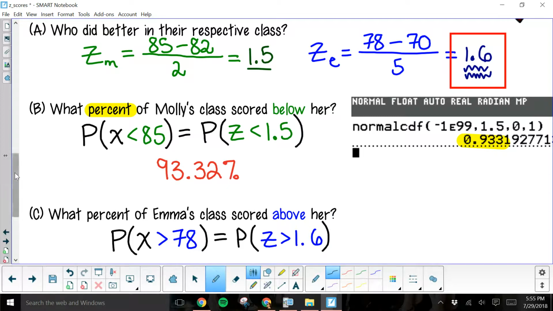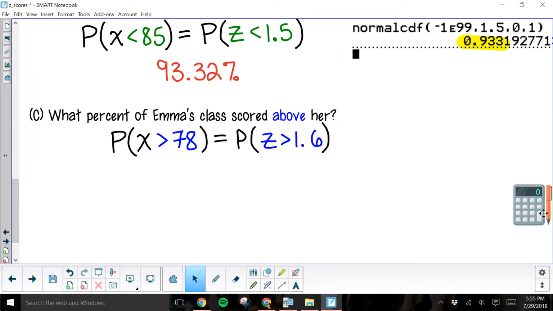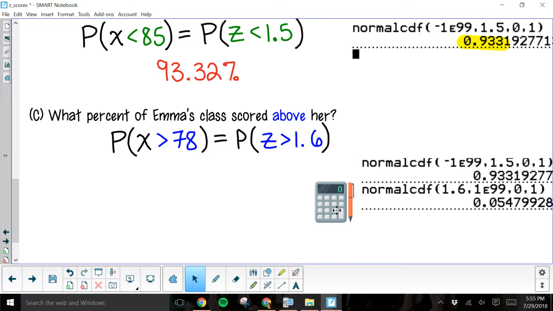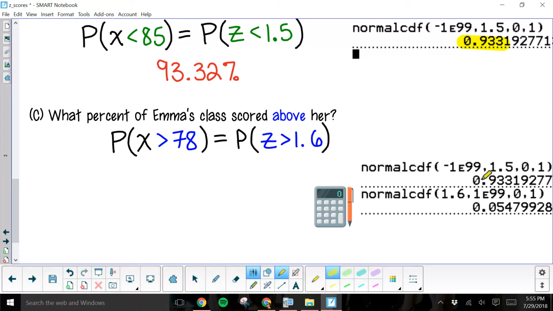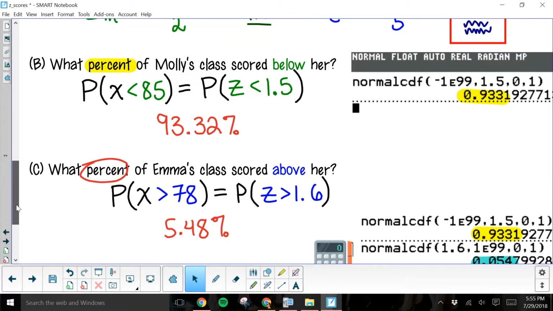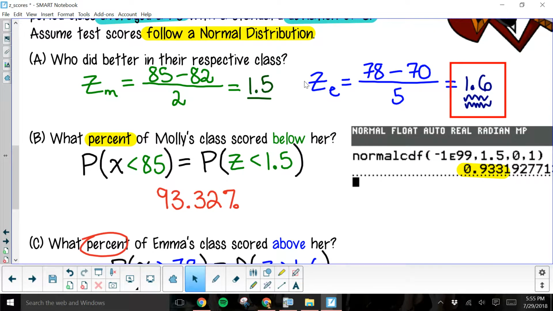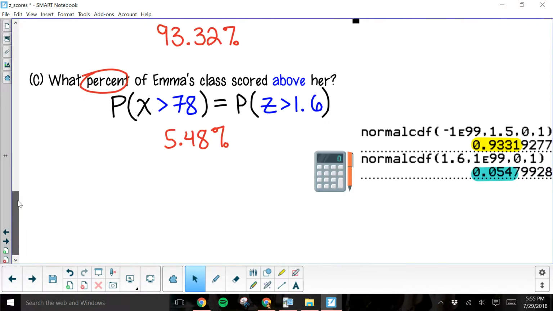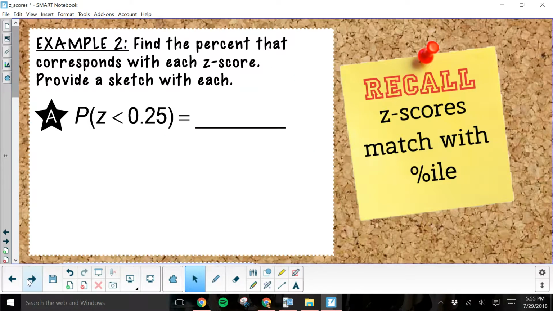And again, you're going to use those same calculator steps, second vars, and you should get this. Notice I have the previous answer right here, and then here's the one that we're wanting. And again, what percent? 5.48% of people scored above her. So again, Emma's somewhere in the 95th percentile, which hopefully supports what we got in A. In fact, Emma did do better. She performed much higher.